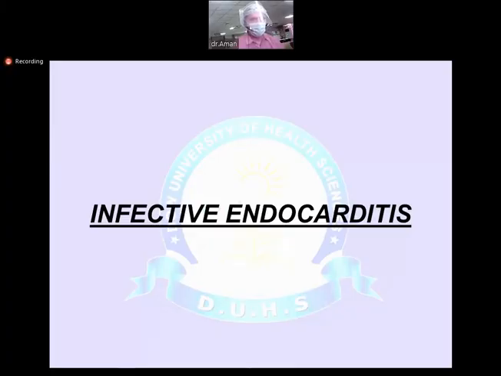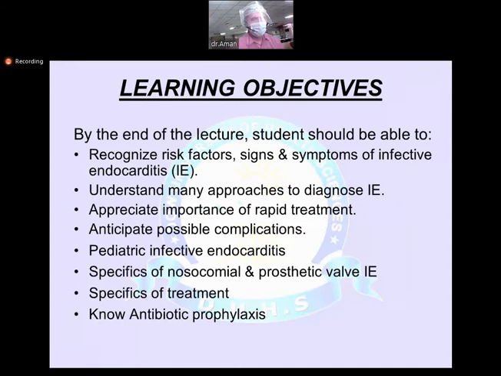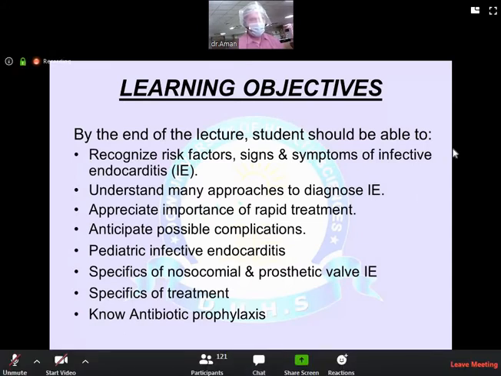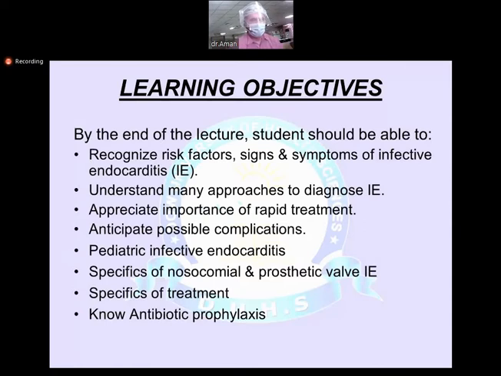Lecture on infective endocarditis. It is a very interesting topic, and we have a learning objective. At the end of the lecture, the student should know the recognized risk factors, signs and symptoms of infective endocarditis, understand the approach to diagnose it, and appreciate the importance of treatment. You must know about the complications, pediatric infective endocarditis, specifics of nosocomial and prosthetic valve, and specific treatment. You should know the antibiotic prophylaxis.